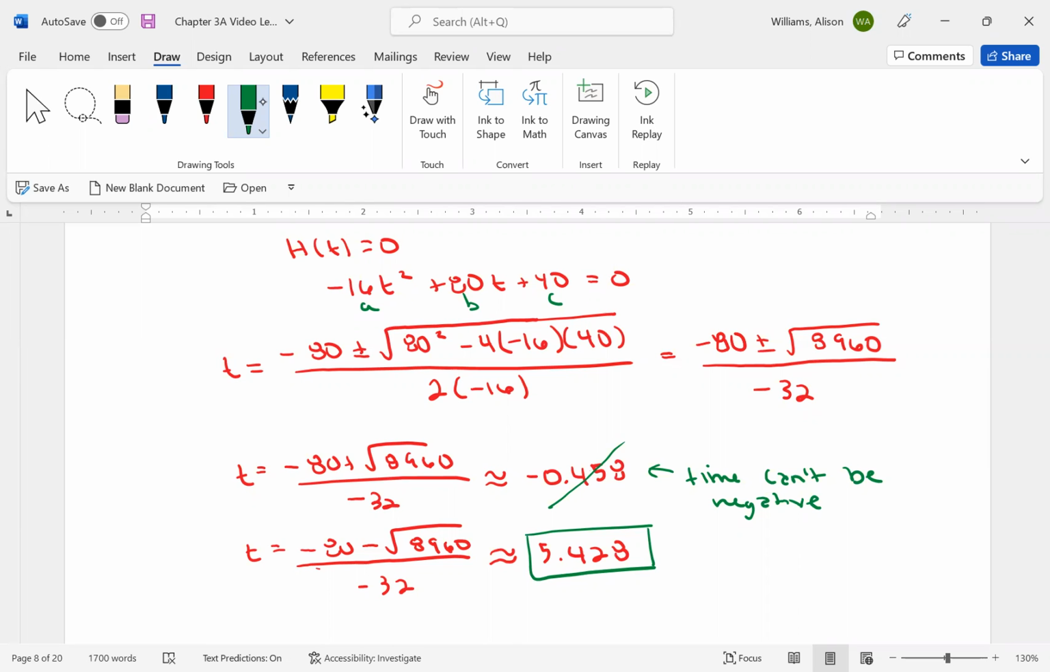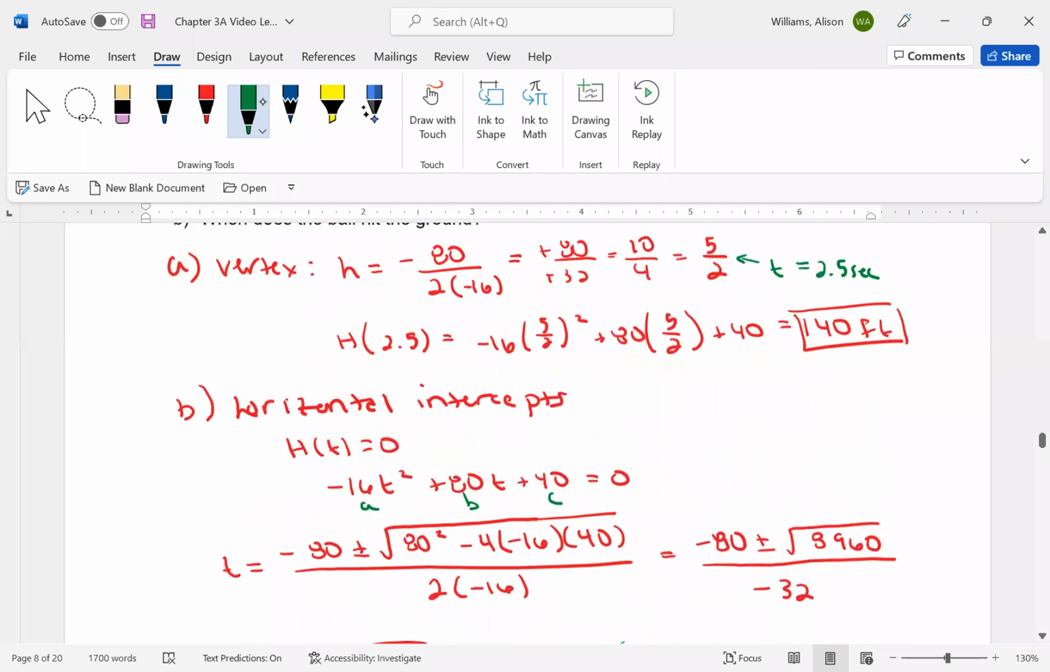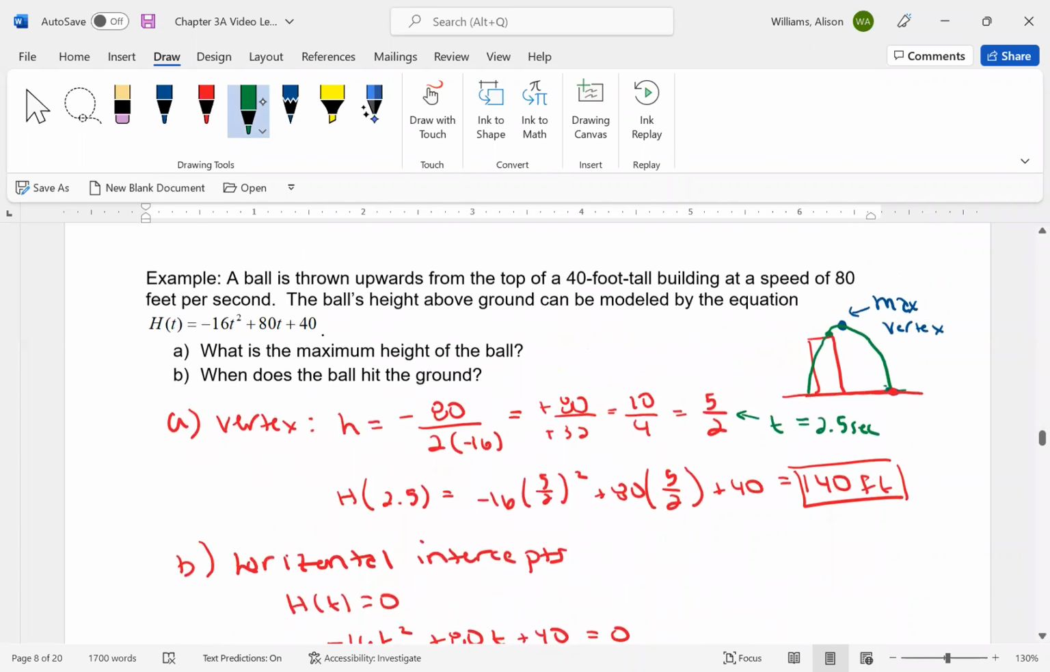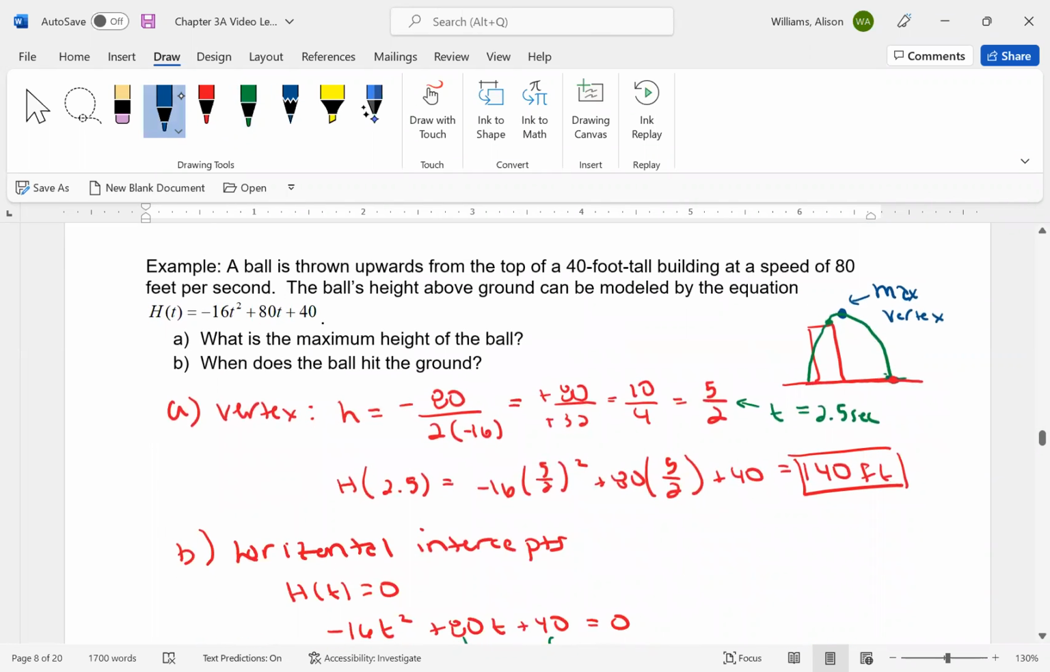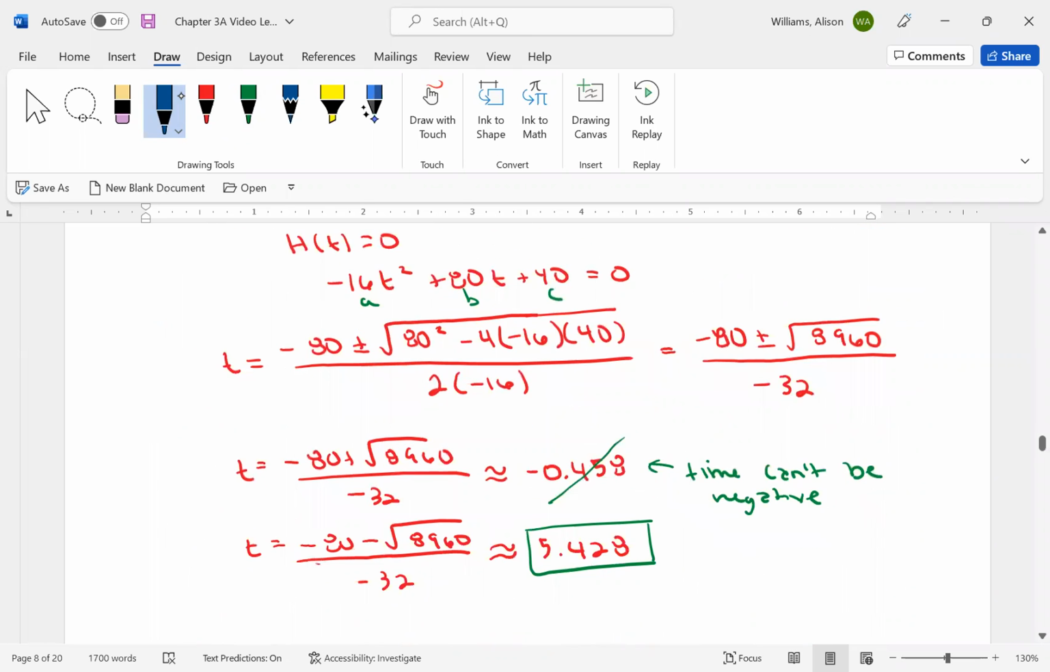So to actually figure out where it hits the ground, that isn't what they asked. If you wanted to figure out the height, it should come out to 0 because that's when it's going to literally hit the ground, right? It's when this thing has a height of 0. That's what we just found. But the time is what they asked us for. When does the ball hit the ground? So it hits the ground in 5.428 seconds. I'll put seconds at the end there. And that would be answering that question.